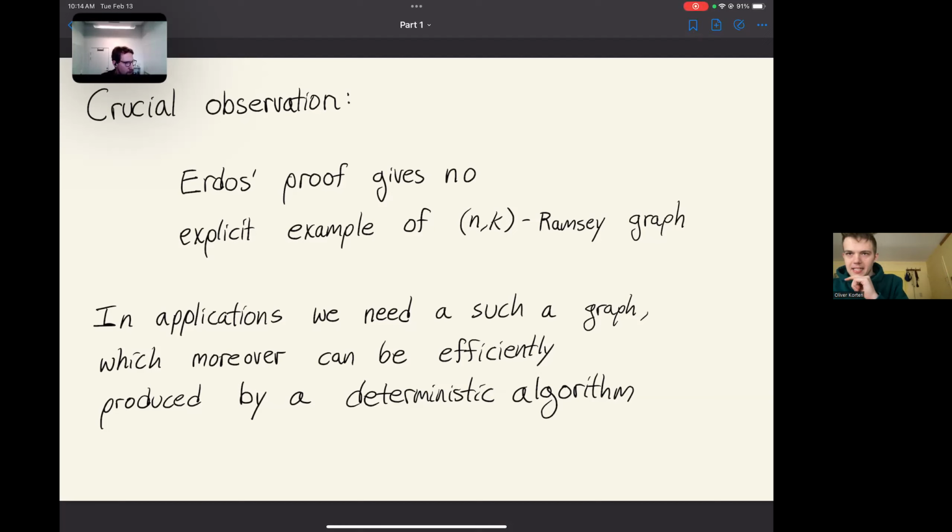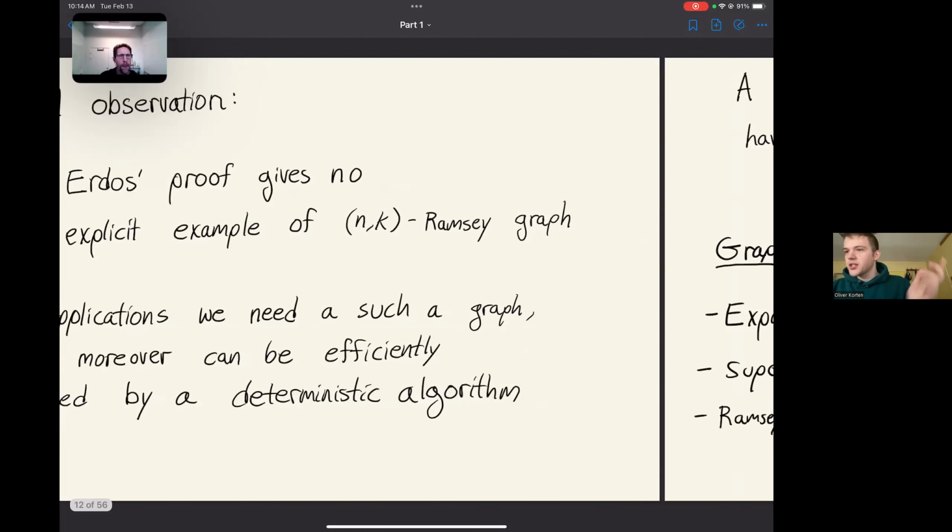So yeah, like I said, the upside of this type of proof is that it's very simple, but it gives no explicit example of, in this case, a graph which has the Ramsey property. And in applications for this problem and for all these other problems, we really want not only that there exists an object, but that it can be efficiently produced by a deterministic algorithm. This is when it would turn into something that's algorithmically useful to us. So like I said, there's a host of these other problems.